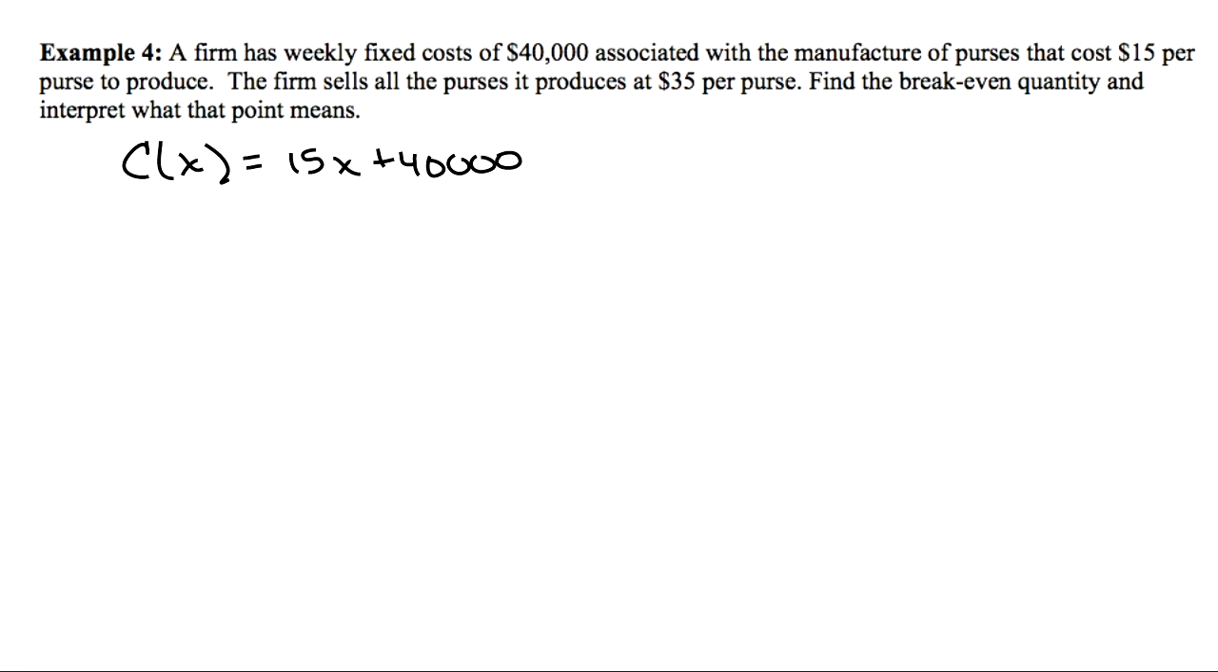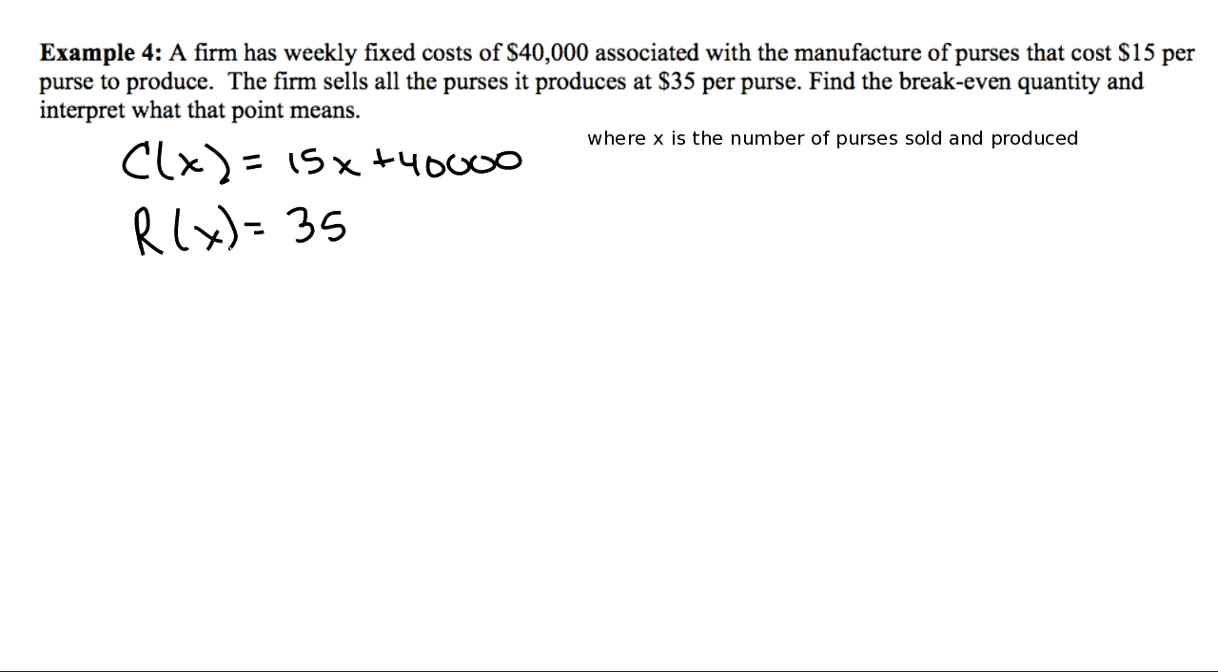Okay, so we're just going to make a little reminder over here that X is the number of purses sold and produced, it's always the same. Now if we look at our revenue, it continues to say the firm sells all the purses it produces at $35 per purse. So the revenue function is going to be $35 per purse, and you're going to sell X number of purses. We need to find the break-even quantity.